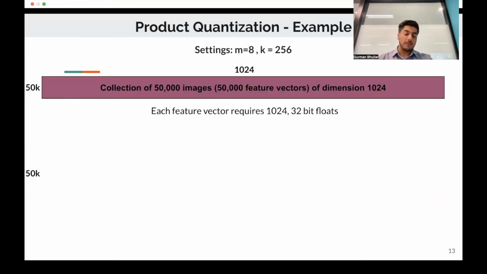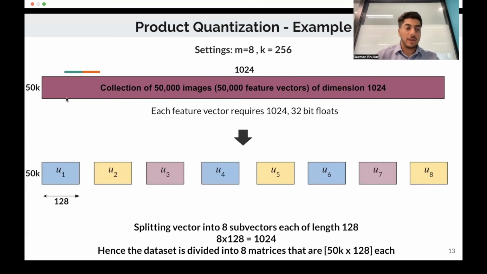Now coming to the example. The example says, let's set m equal to 8. M is the number of subspaces that we're going to make, and k is the k value, like in k-means clustering. So the total amount of data we have is 50k rows, and 1024 is the number of dimensions. Now, to store the whole thing is 50k into 1024, a very, very huge amount of space. We have divided the whole thing into 8 different subspaces. So 1024 is divided into 8 different subspaces, each of size 128. Okay, now we have reduced the space to 8 subspaces. Fine.